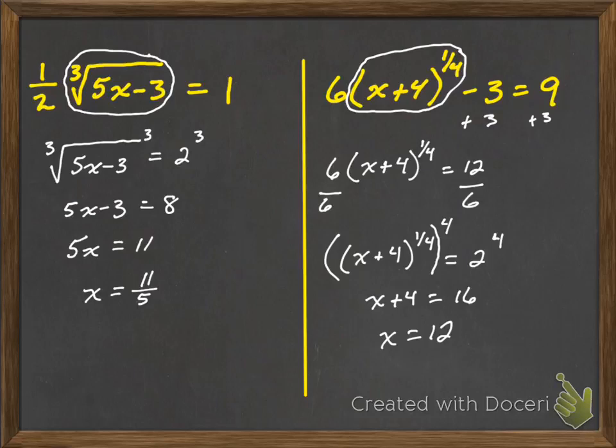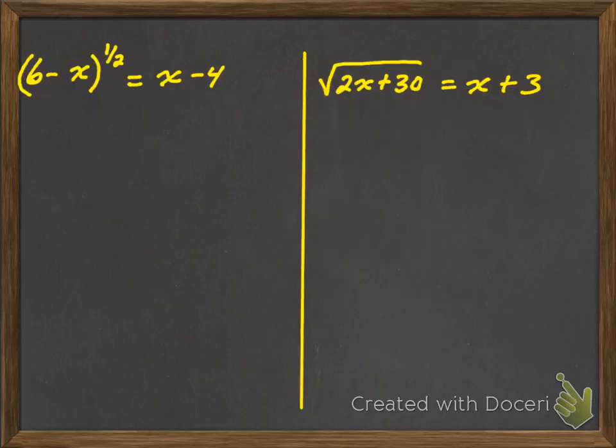And if you substitute 12 back into the problem, 12 plus 4 is 16. The fourth root of 16 is 2, because 4 2's multiplied together will give you 16. And then that 2 times the 6 is 12, and 12 minus 3 is 9, so that works out.